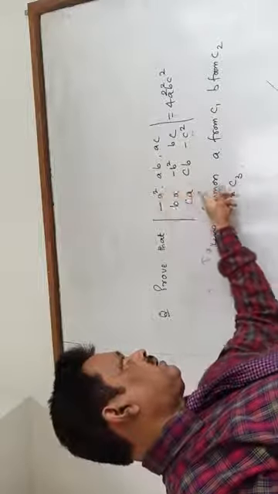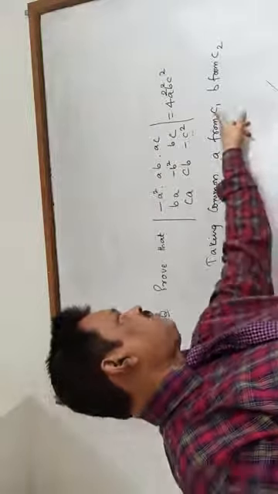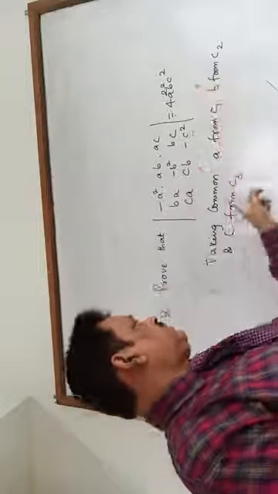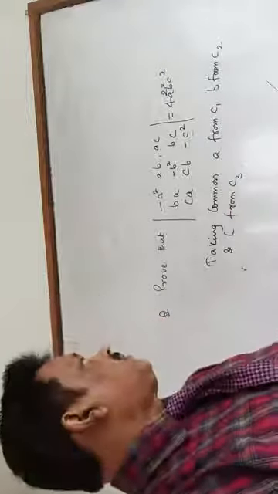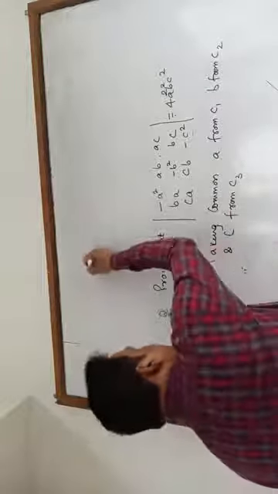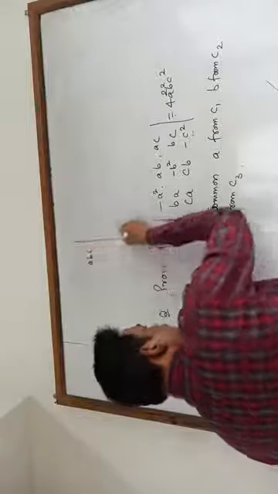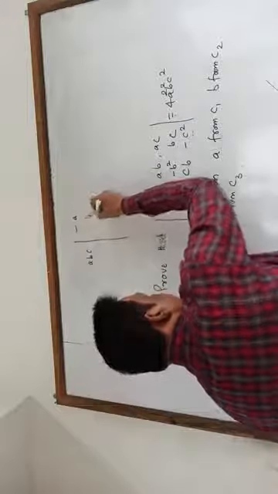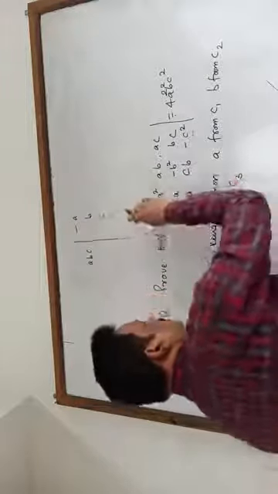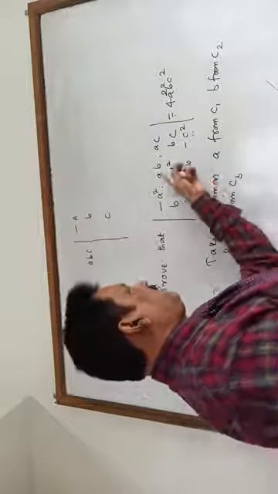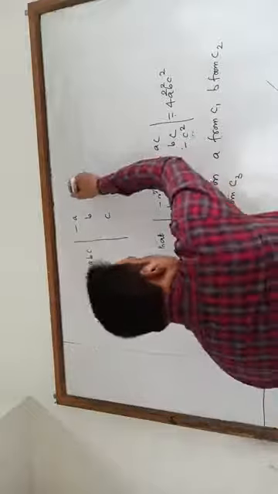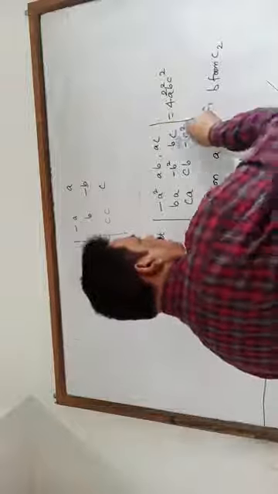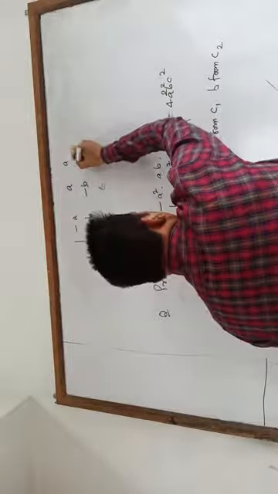We can take a common here. That is taking common a from C1, b from C2, c from C3. So what you will get here is abc common. It is minus a, then b, then c. If you take b common, it is a, minus b, c. Then taking c common, it is a, b, minus c.